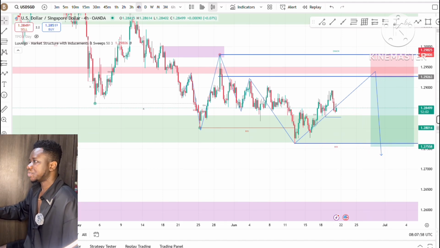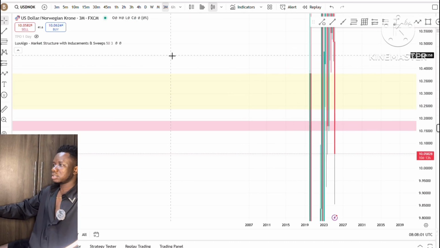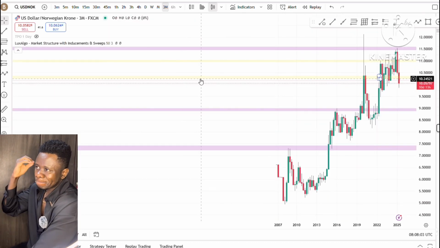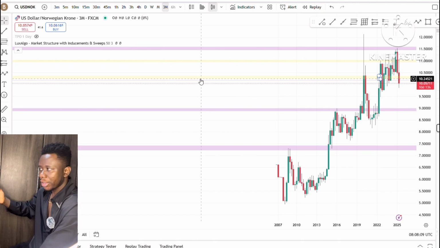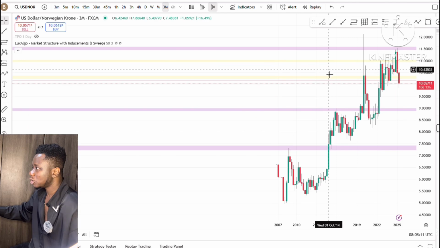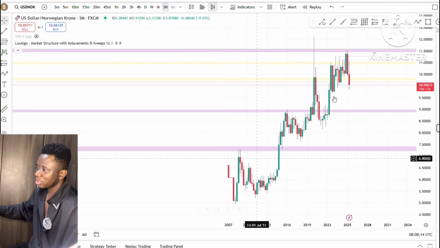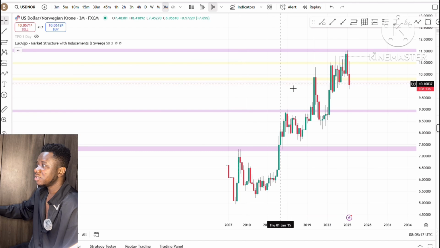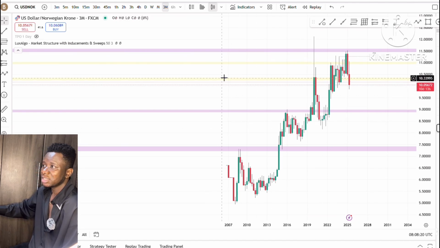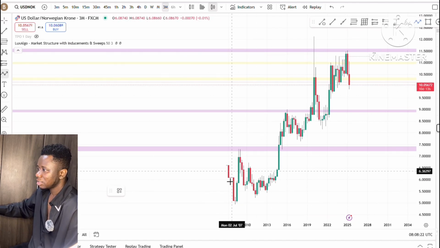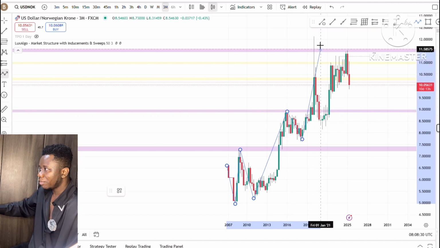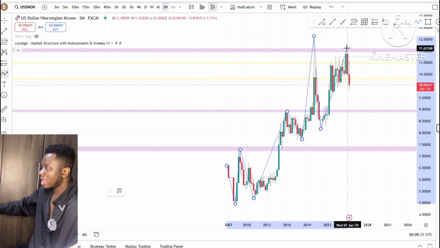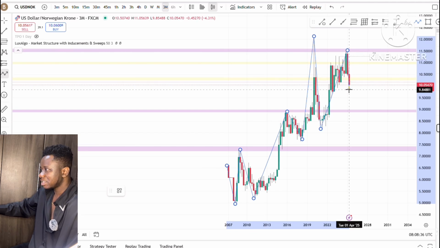So another one, I have another one on the US dollar Norwegian krone, USD NOK. So here we are on this one. On the 3 months time frame of this structure, we are still bullish. Look at this: a break of structure, retracement, another break of structure, retracement, another break of structure, retracement, and then it comes around here and it's reversing. Why?